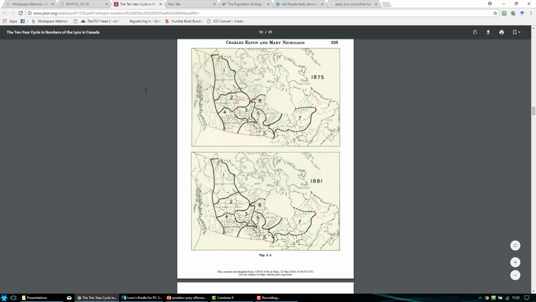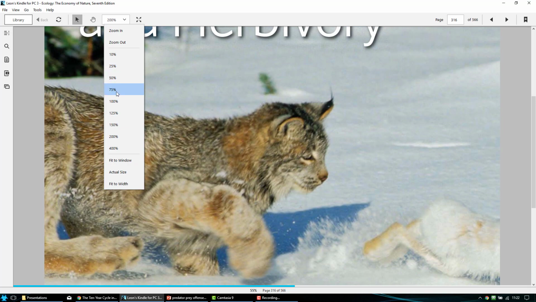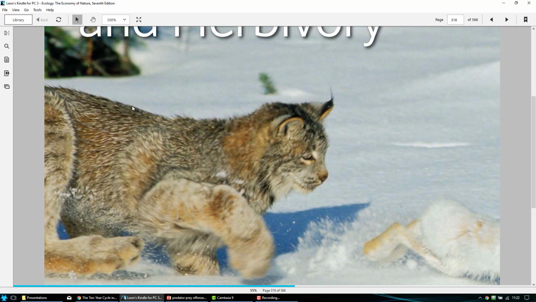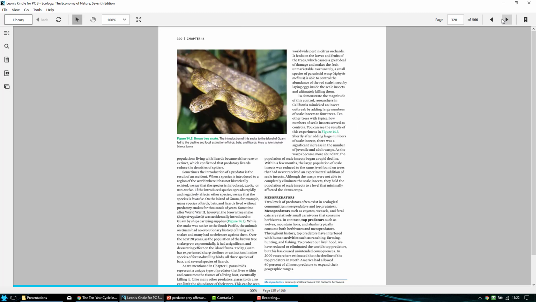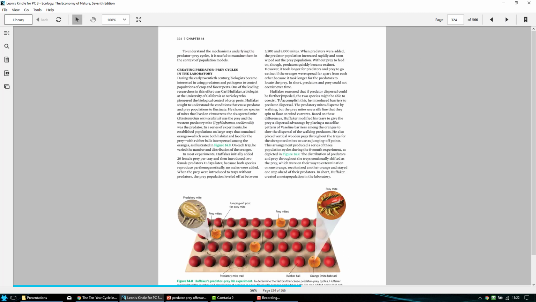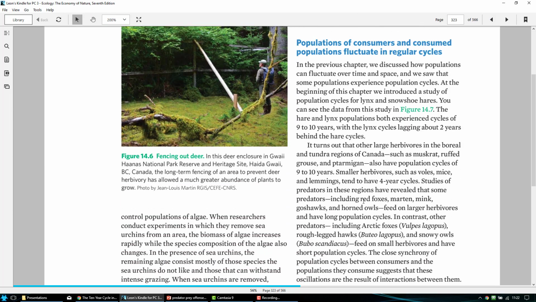Okay, first term you have to know. This is a numerical response. This is a numerical response by the predator. The numerical response refers to the fact that if prey numbers go up, predator numbers go up. And if prey numbers go down, predator numbers go down.